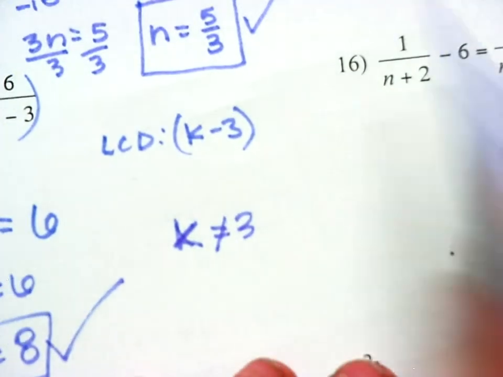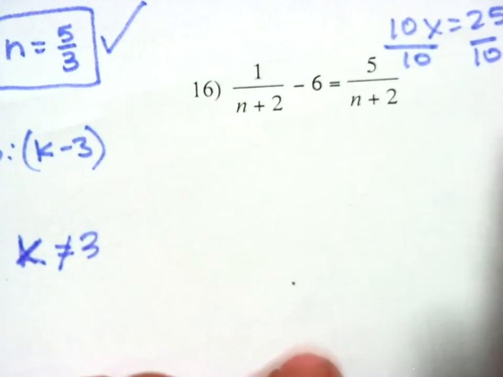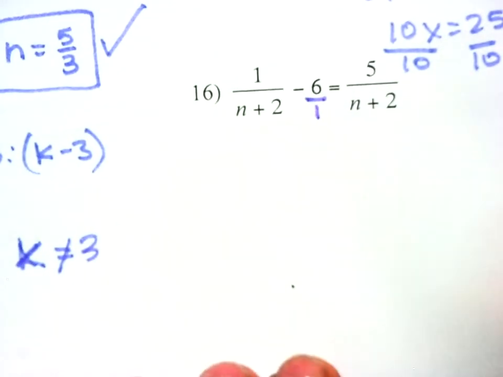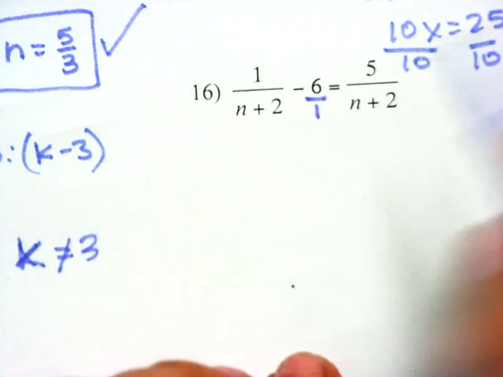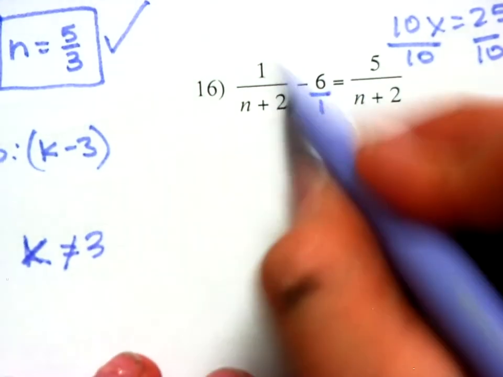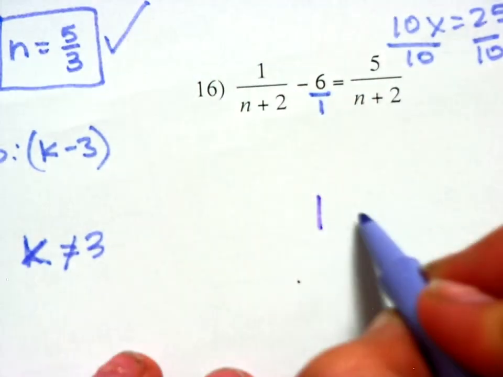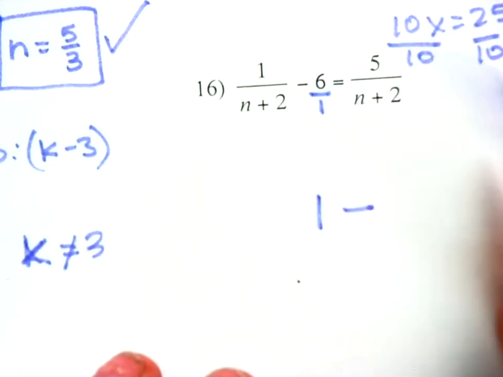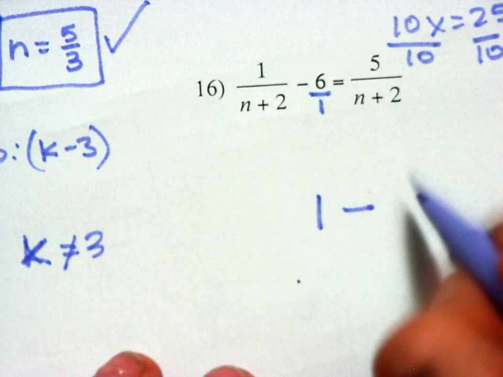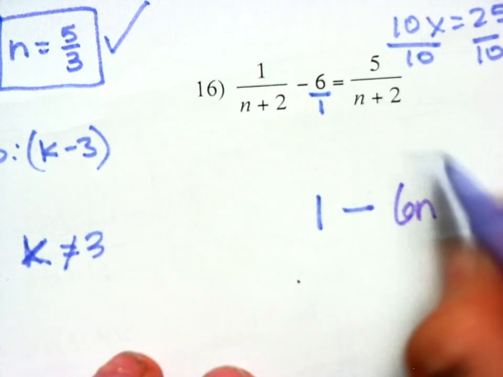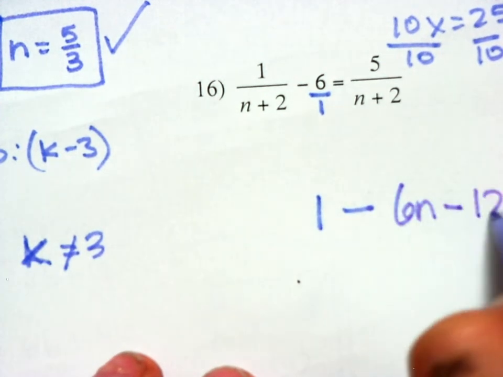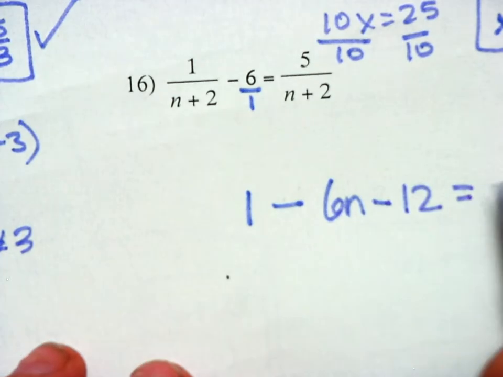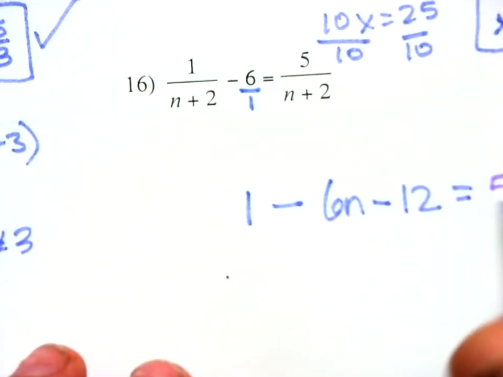Okay, and last one. Again, we've got 2 of the same denominator, and this is really just over 1, so we're going to multiply everything by n minus 2. And so if I do that to my first fraction, it's just going to leave me with 1. If I multiply this by n plus 2, nothing's going to cancel, so I actually have to multiply it. 6n, and then it's going to give me negative 12. And then this one, again, if I multiply by n plus 2, it's going to cancel with the denominator, and I'm just going to have a 5 left.